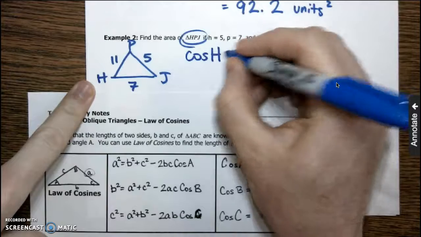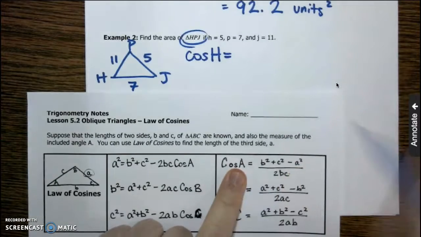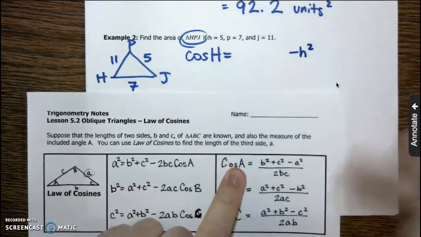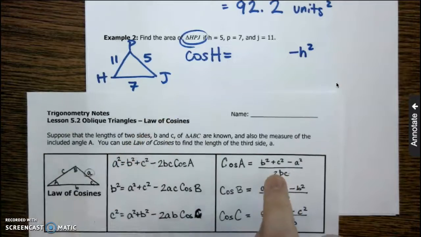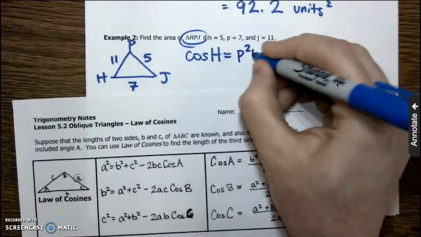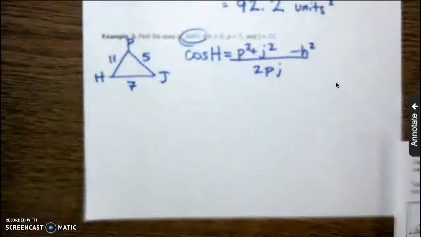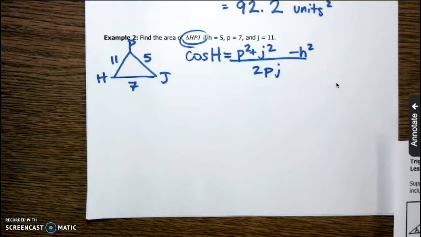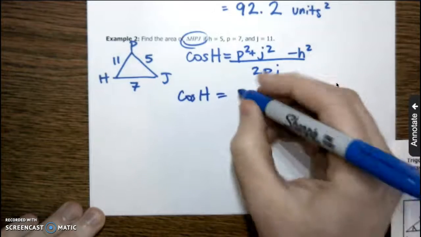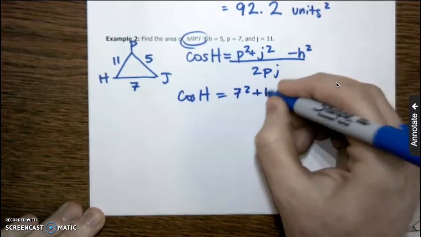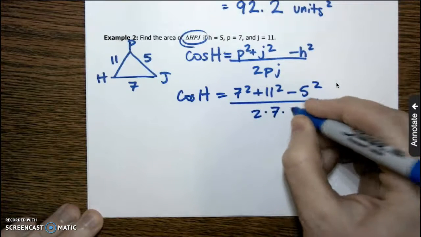So cosine of H equals, so following this formula, that if I use H, then it'll be negative H squared in the equation. And then all my B's and C's will be the other two letters. So that'll be P and J for the other ones. So that's the formula I'll use to find angle H. So let's fill in the information. So it'll be 7 squared plus 11 squared minus 5 squared over 2 times 7 times 11.